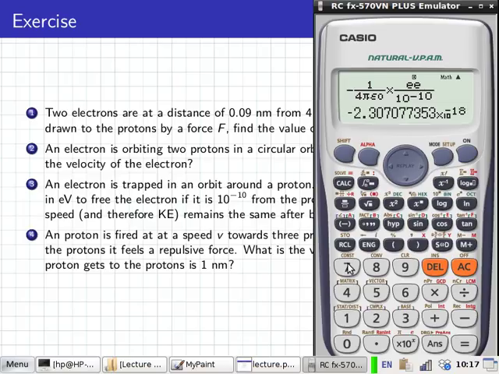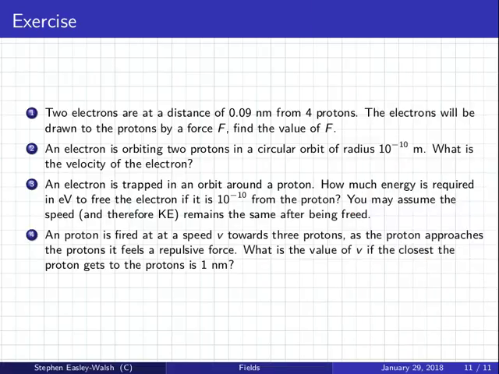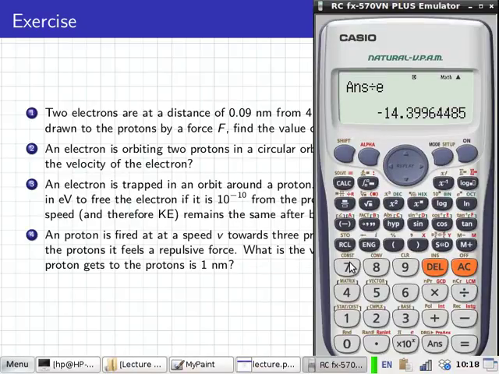Yeah. Now, since that's very small, it'd be suitable to use electron volts. In fact, did I even say to use electron volts? Yeah. Minus. So you need 14.4 electron volts of energy to free it. 14.4 electron volts. Is that okay? Yeah?